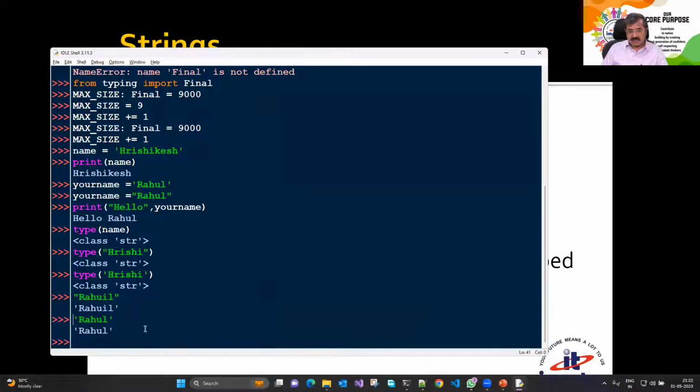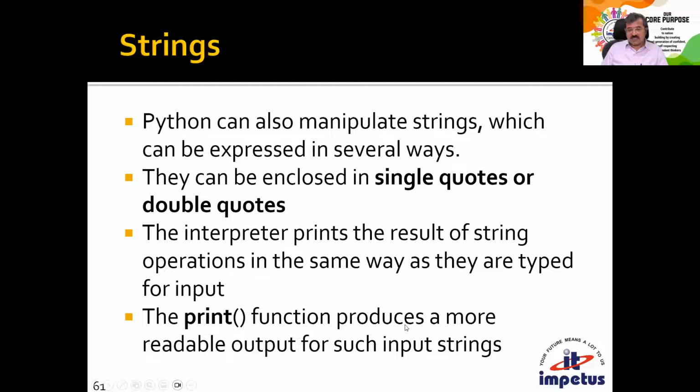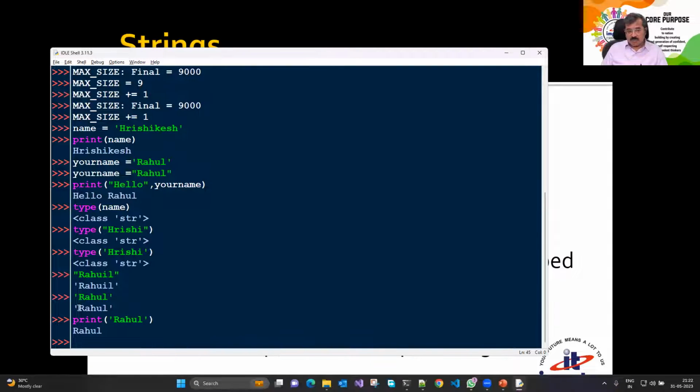I do not want these quotes to be printed while I'm printing it. Then just don't put it into quotes, say print Rahul. So print will print it in a more readable format without quotes. So this is a string constant, and without quotes, Rahul is printed. The print function produces more readable output for an input string. So rather than printing this output Rahul in quotes, if I say print Rahul, I'll get Rahul as a separate string, so no quotes.